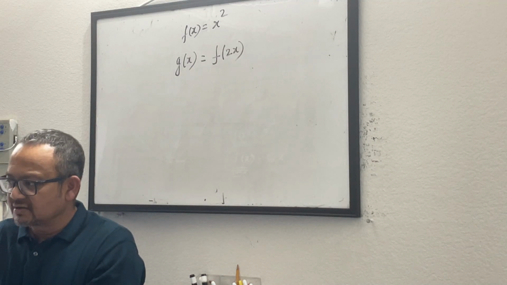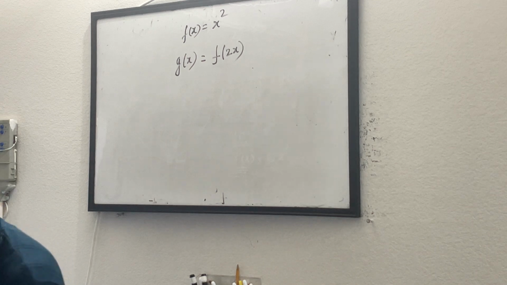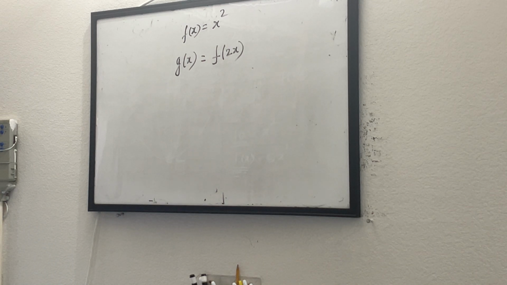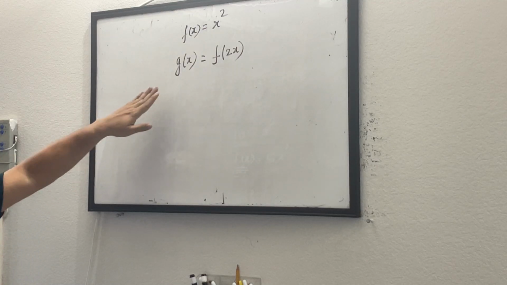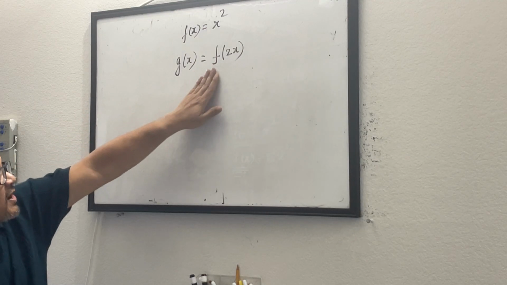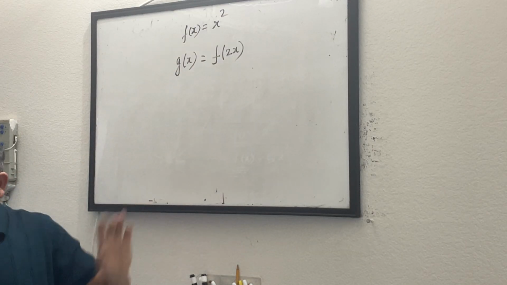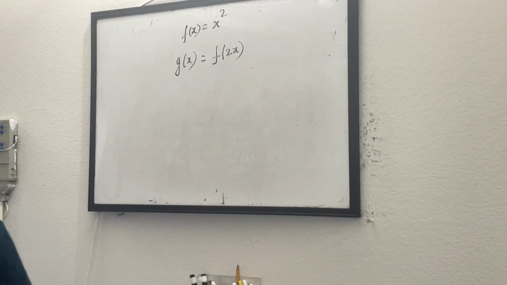Does it sound okay? And in between I will keep on taking breaks so that I let you guys digest that information, process it before we try solving it. So we have a function f of x equal to x squared. I'm saying I have a transform function g of x which is equal to f of 2x. So my input changed from x to 2x.